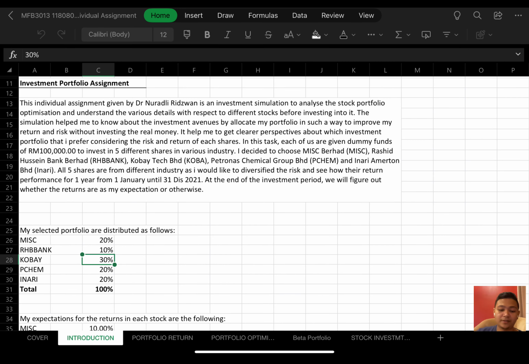So today I would like to present my investment assignment. The companies that I chose are MISC Berhad, RHB Bank, Kobe Technologies, Petronas Chemicals, and Inari Amertron Berhad. These 5 companies have been distributed into a portfolio, which is MISC 20%, RHB Bank 10%, Kobe 30%, PCAM 20%, and Inari 20%.